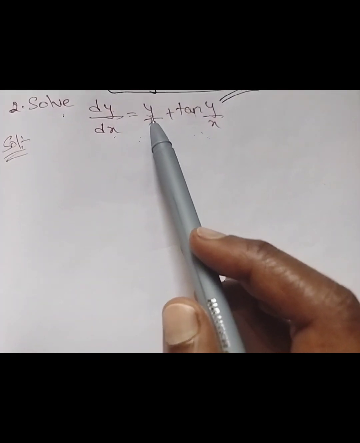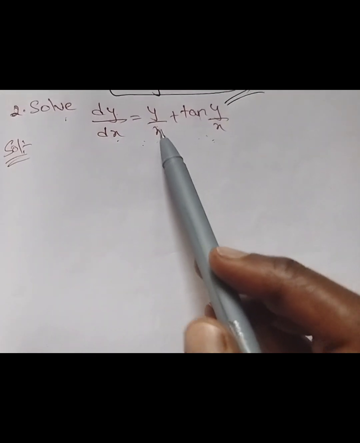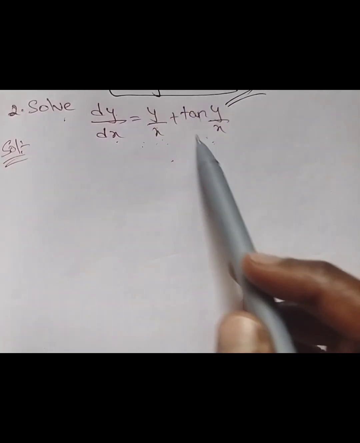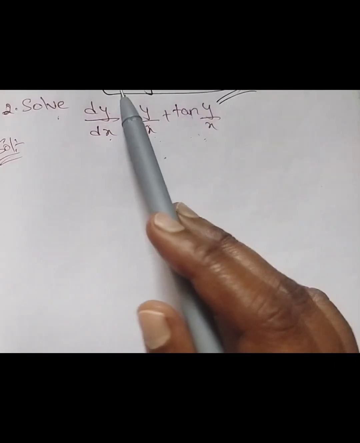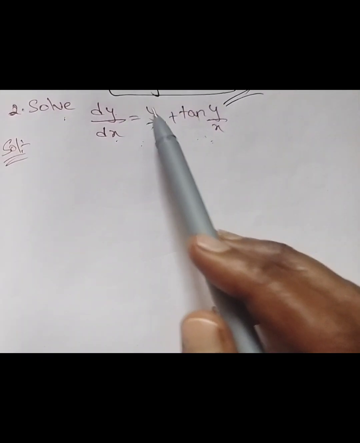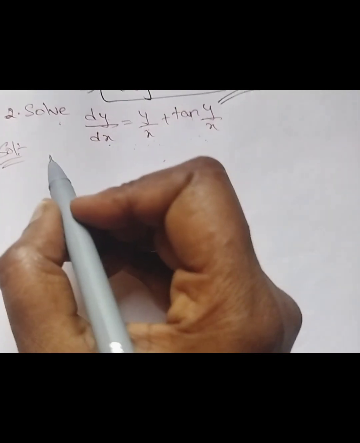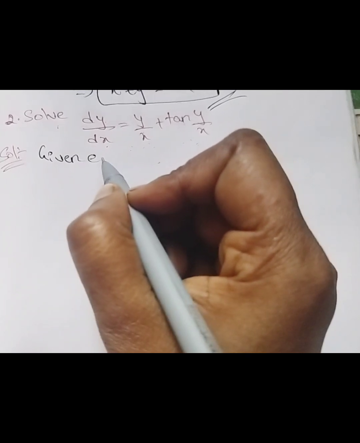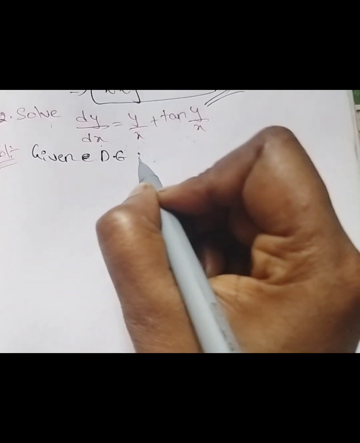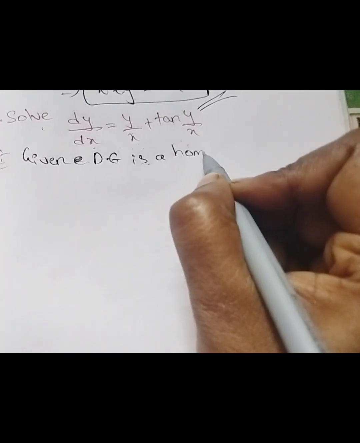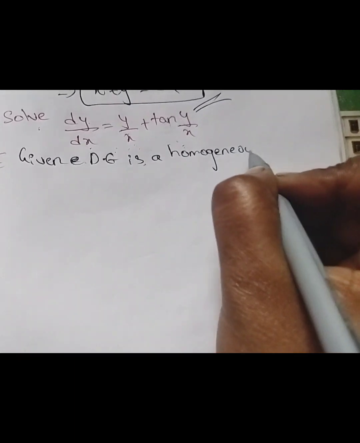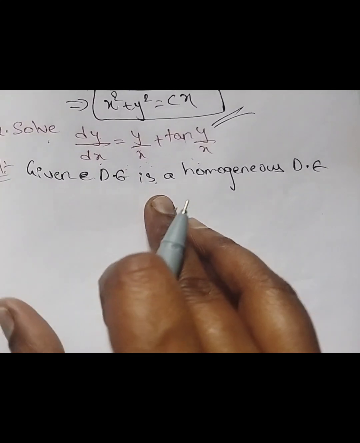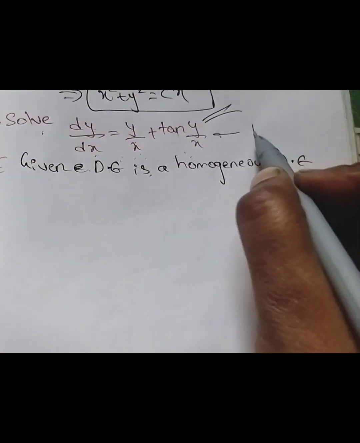Now the degree of y term is 1, x term is also 1. Now this whole y by x degree is 1 and tan y by x degree is also 1. The complete equation degree is also 1. Therefore, we can write that given differential equation is a homogeneous differential equation. So our step 1 is completed. We have checked whether it is a homogeneous differential equation or not. Take this as equation 1.